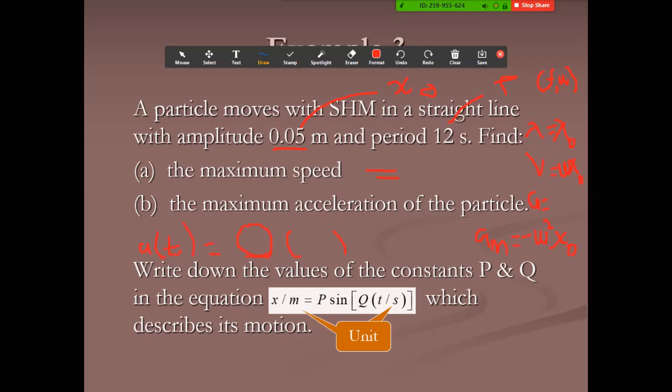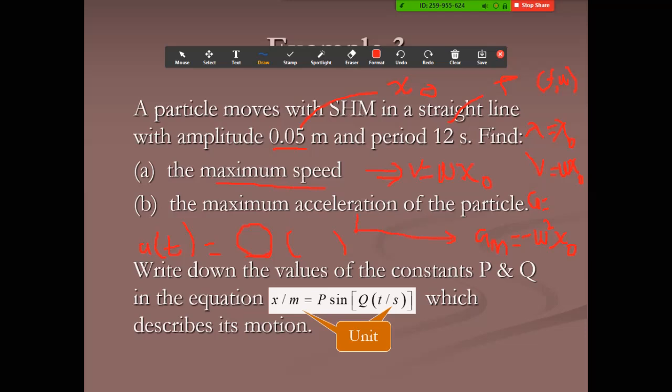Now, first question: what is the maximum speed? What formula must come to your mind? v max equals omega x naught. How do you get your omega? You know the period, so 2 pi over 12, and x naught is 0.05. So you get the answer for the maximum speed. How do you find maximum acceleration? Use this formula, negative omega squared x naught. So you get the a max.